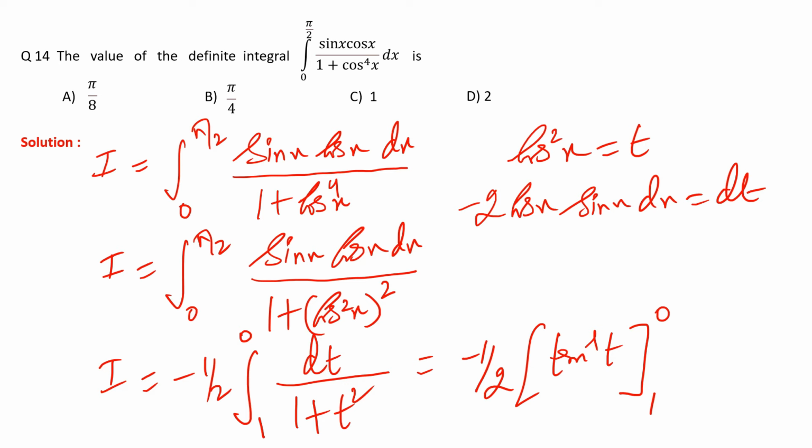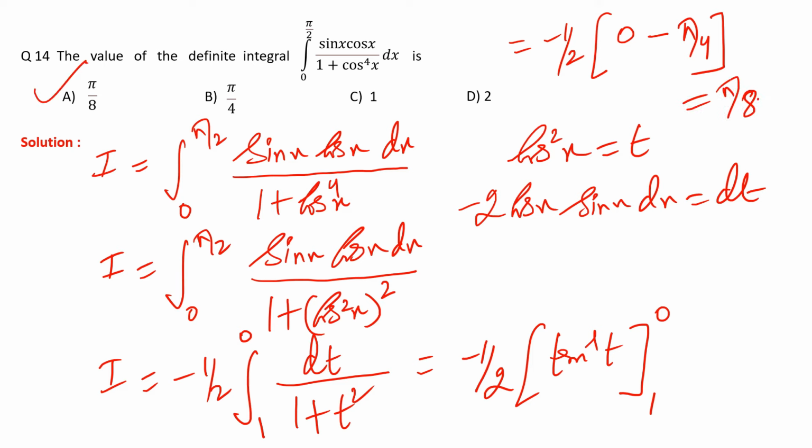Now this is minus half tan inverse t, limits are going to be from 1 to 0. Now this becomes minus half into tan inverse 0 minus tan inverse 1. We know that tan inverse 0 is 0, and minus tan inverse 1 is going to be pi by 4. So the final answer comes to be pi by 8. So that means option A is the correct one. Now we move to the next problem.